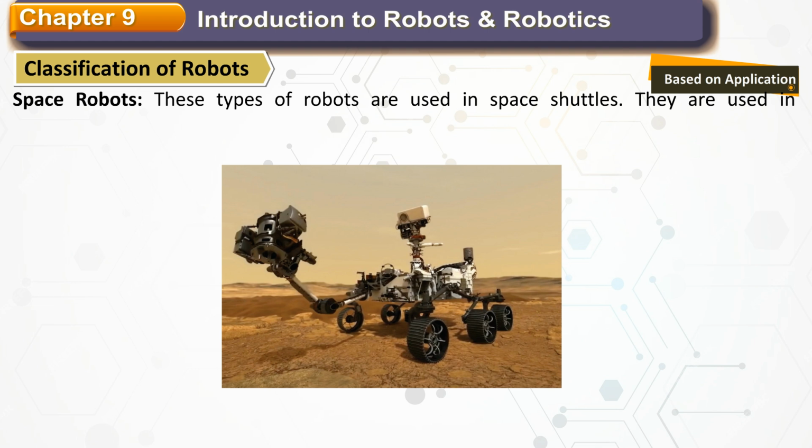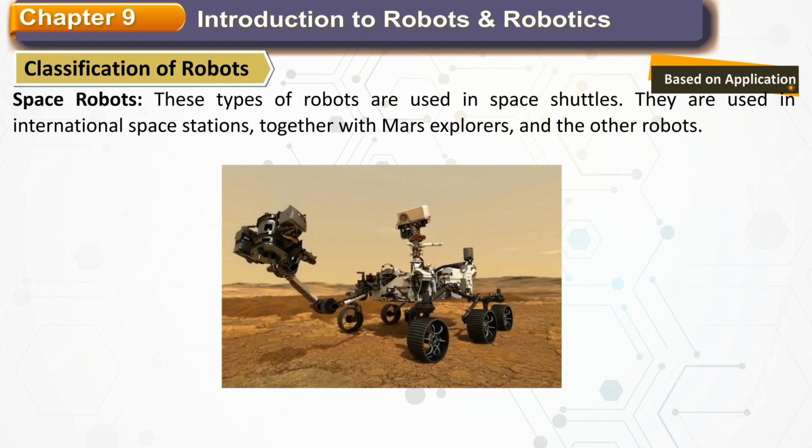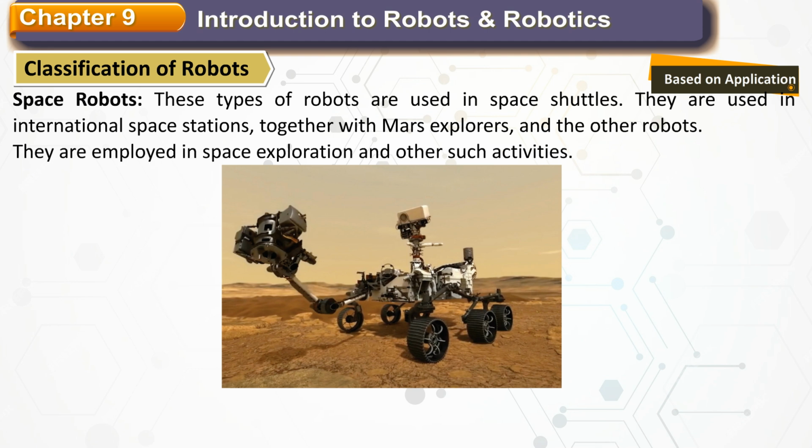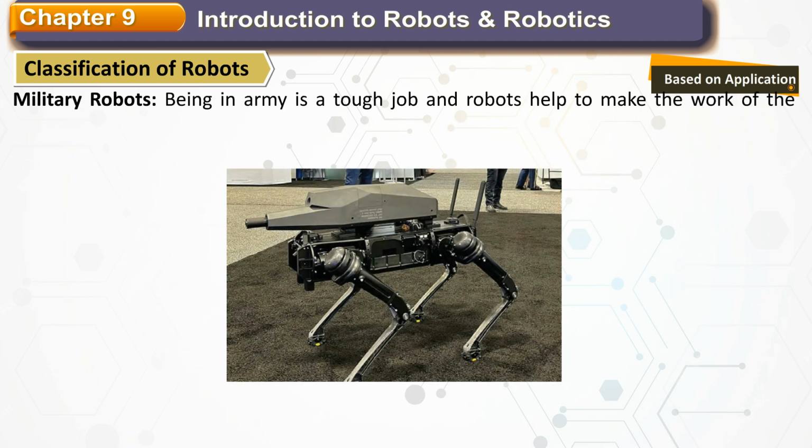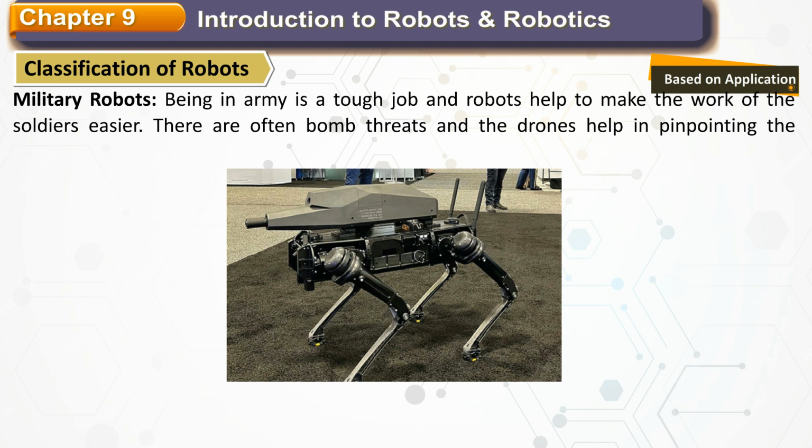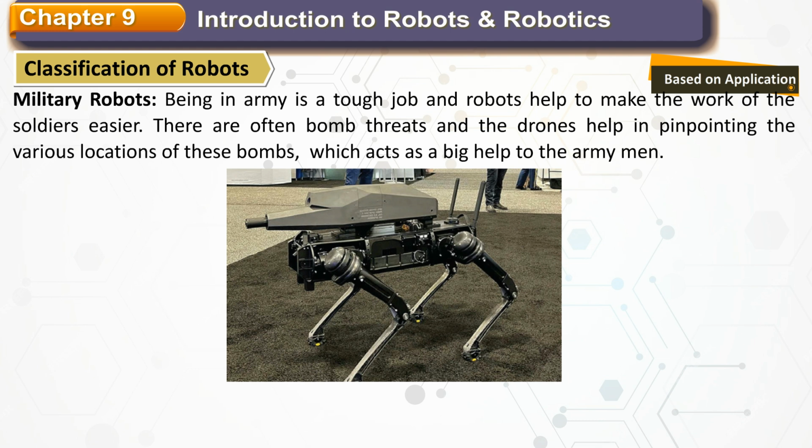Space robots. These types of robots are used in space shuttles. They are used in international space stations, together with Mars explorers and other robots. They are employed in space exploration and other such activities. Military robots. Being in the army is a tough job and robots help to make the work of the soldiers easier. There are often bomb threats, and the drones help in pinpointing the various locations of these bombs, which acts as a big help to the army men.